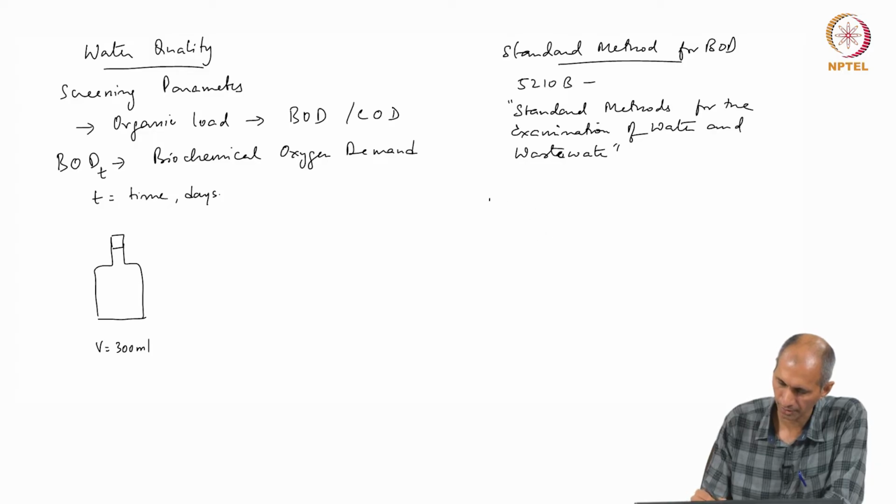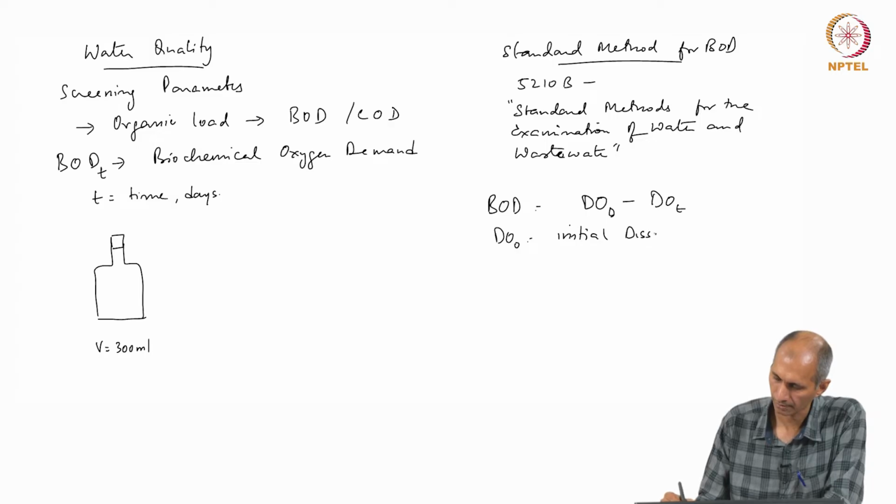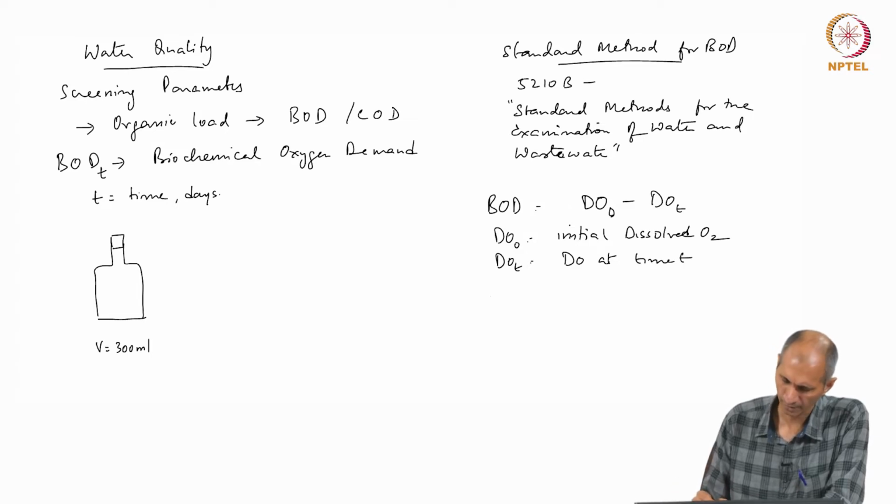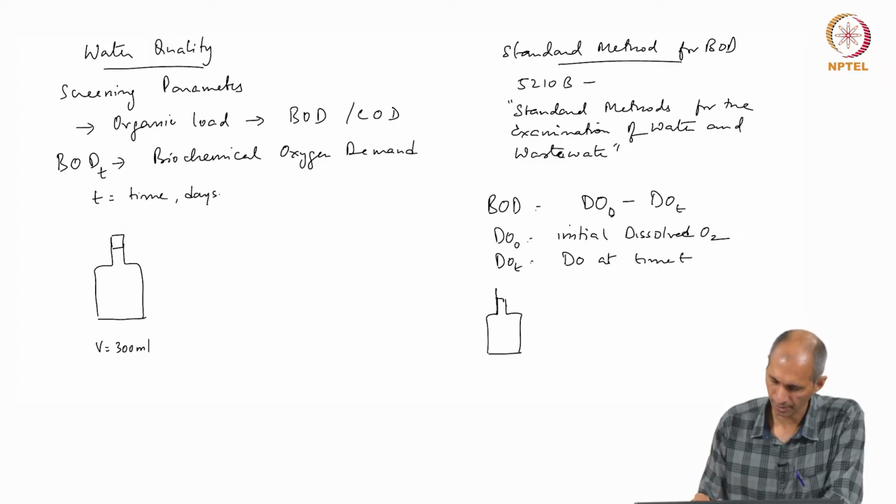The analysis of BOD is dissolved oxygen at 0 minus dissolved oxygen at some time. So, DO0 is the initial DO, or dissolved oxygen, and DOt is the DO at time t. Now, at time 0, what we do usually is there is a DO probe that is placed into the water.